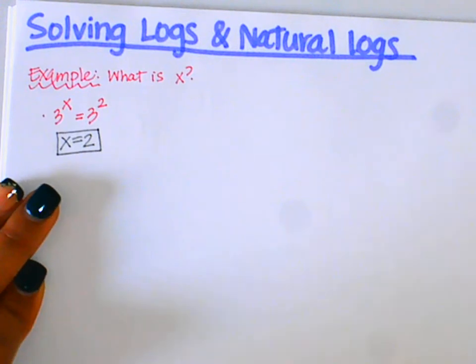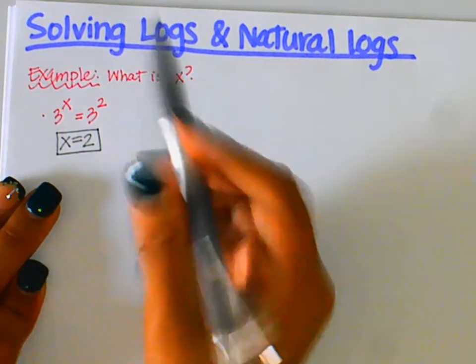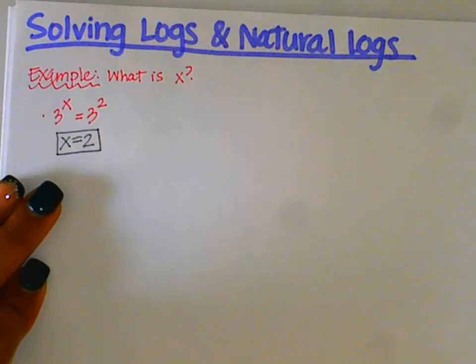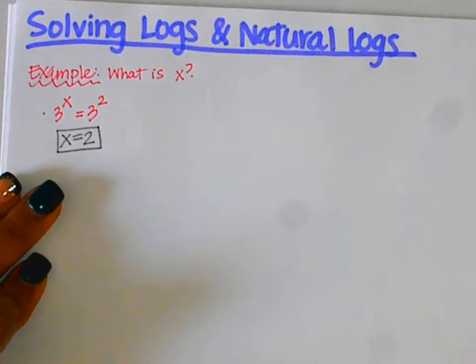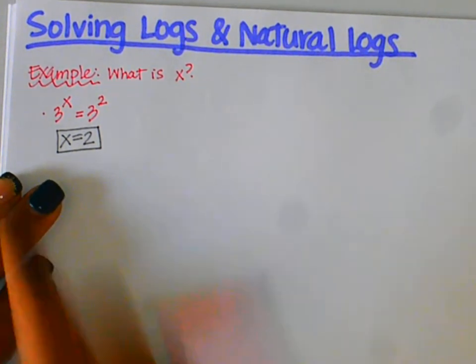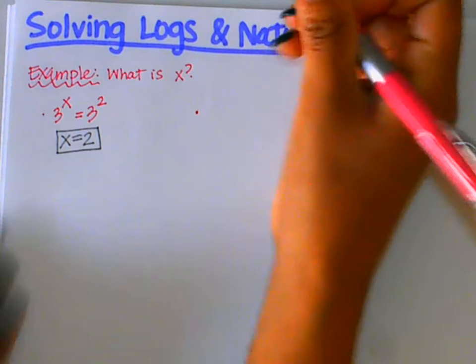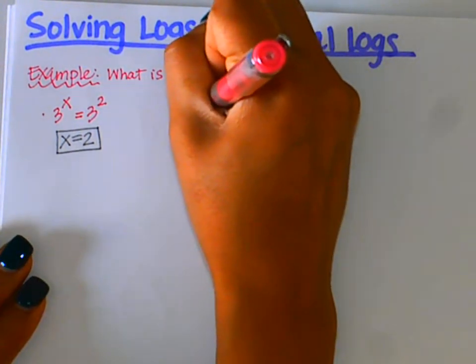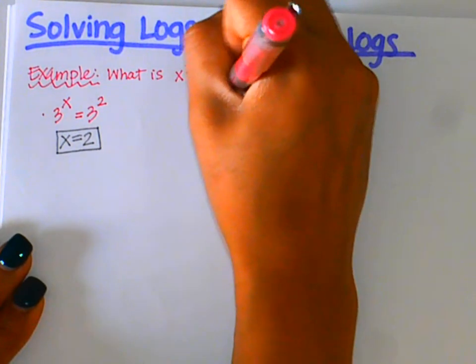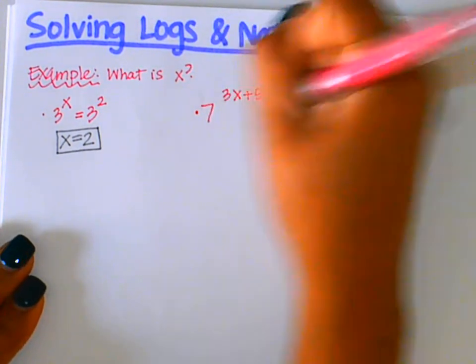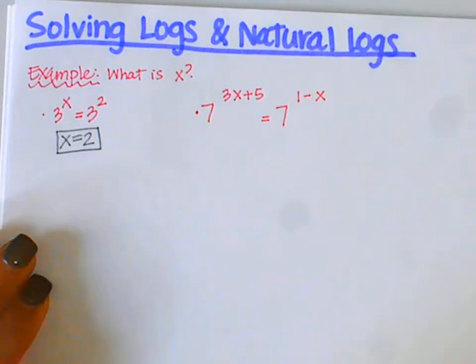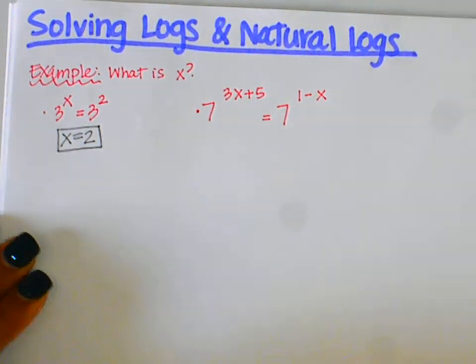Now, it's really obvious to see it when you have bases because you know the 3 and the x and then exponent 2 are just one term. But this is still true when you have exponents that are not just one term like this. So let's take, for example, and this is kind of starting into the new thing a little bit, say we have 7 to the power of 3x plus 5 is equal to 7 to the power of 1 minus x. And I want to know, what does x equal?